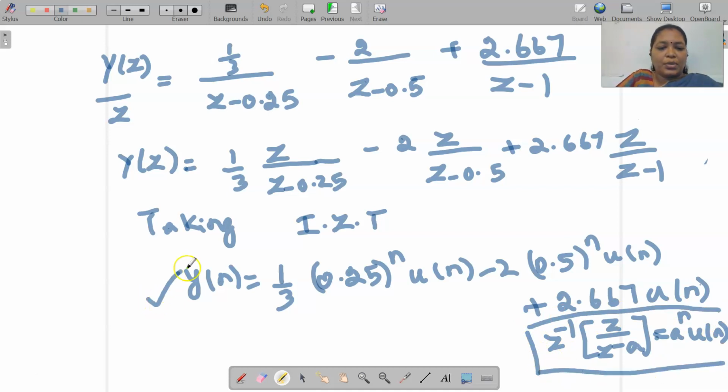So this is your step response: 1 by 3 into 0.25 the whole power n u of n, minus 2 into 0.5 the whole power n u of n, plus 2.667 u of n.